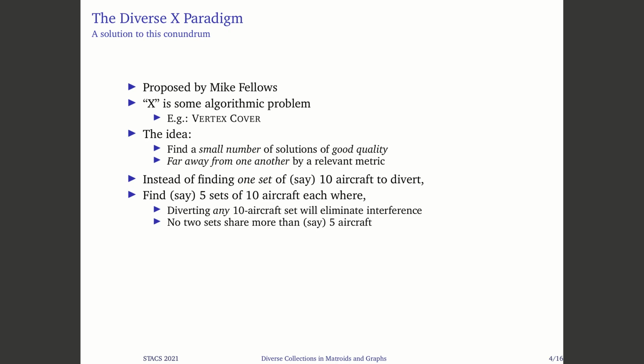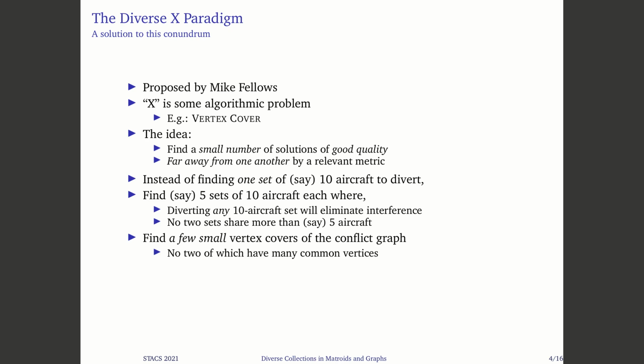So in the case of the aircraft example, instead of finding one set of, let's say, 10 aircraft to divert, in the diverse X paradigm we would find, say, 5 sets of 10 aircraft each, where diverting any one of these 10 aircraft sets will eliminate interference, and no two sets of aircraft share more than a few, let's say 5 aircraft.